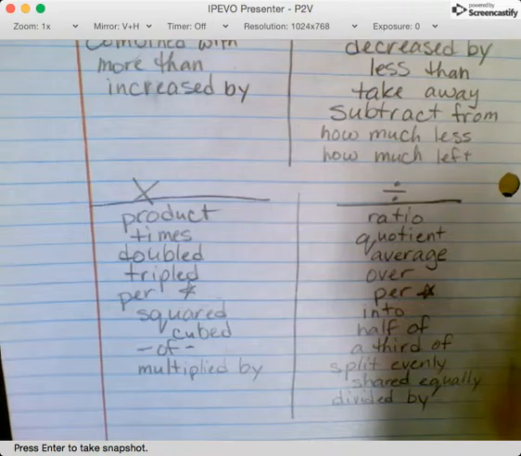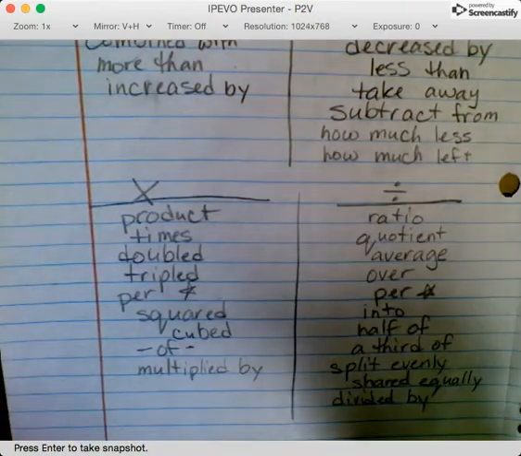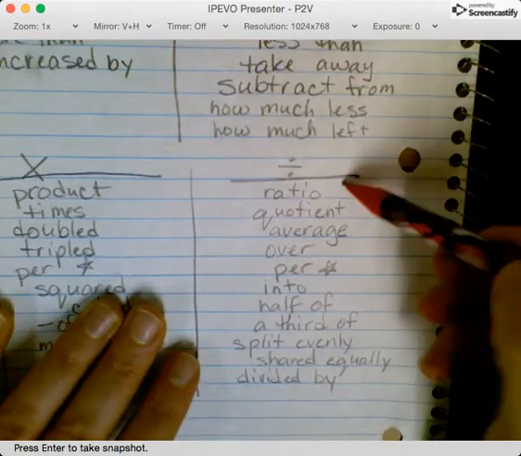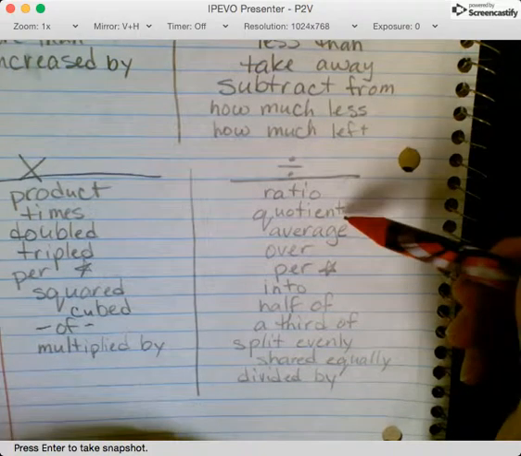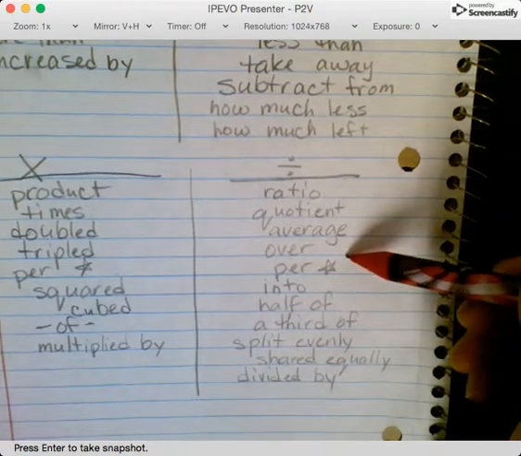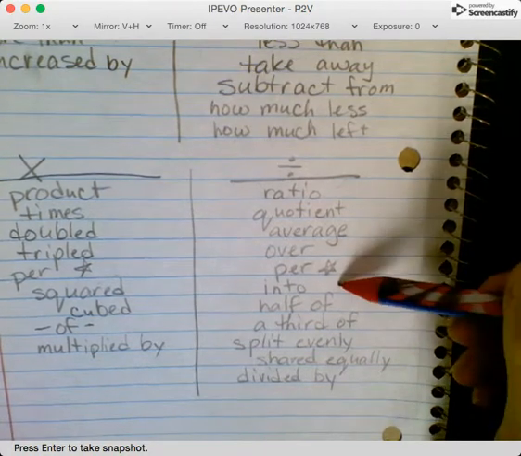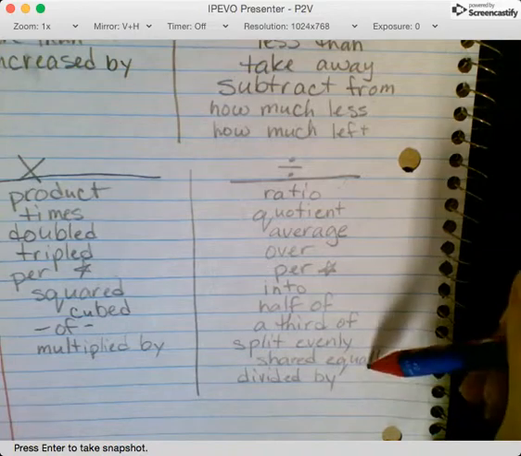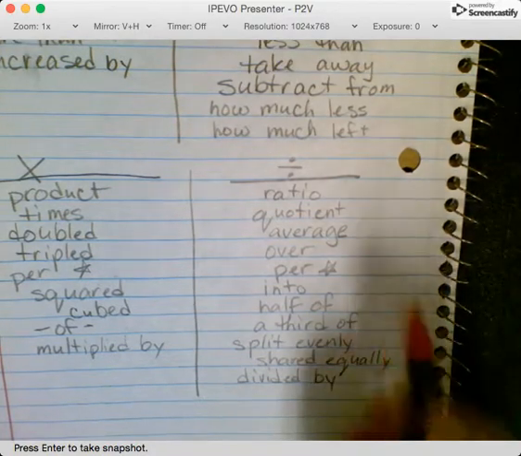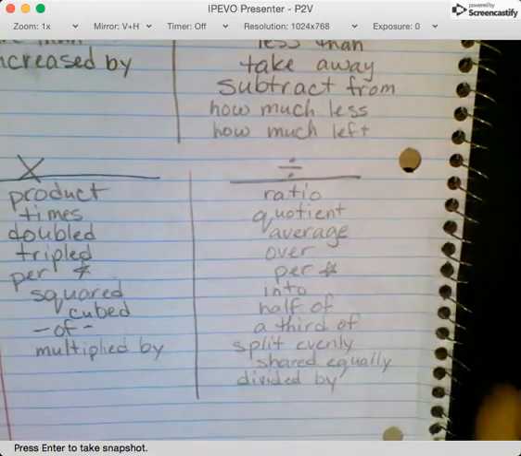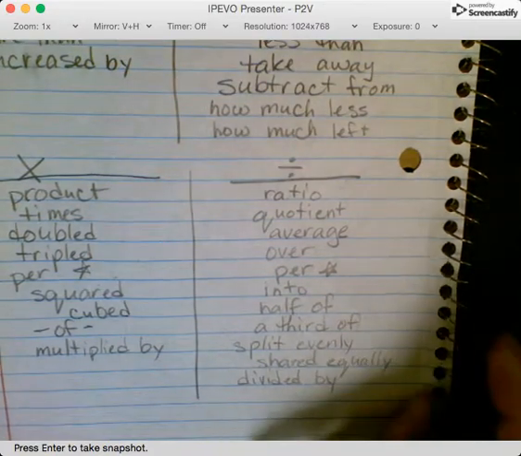All of these words are keywords that are hints, but it doesn't necessarily mean that that is exactly what's going to be happening. So for division, you might see the words ratio, quotient, average, over, again, per, into, half of, a third of, split evenly, shared equally, divided by. Anytime you say a fraction of, that might indicate division.